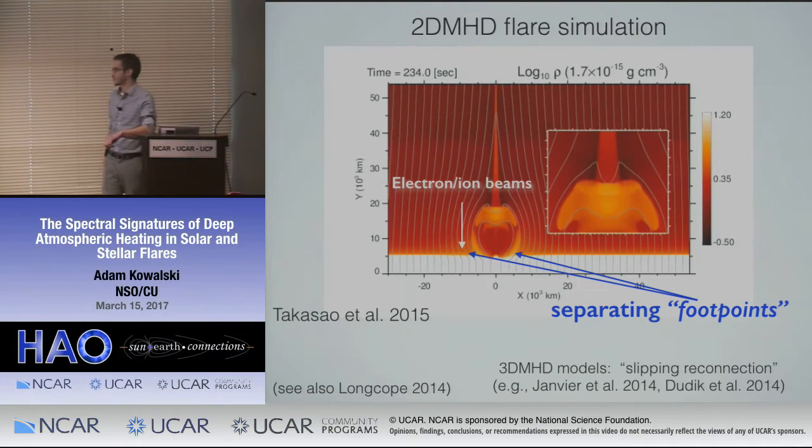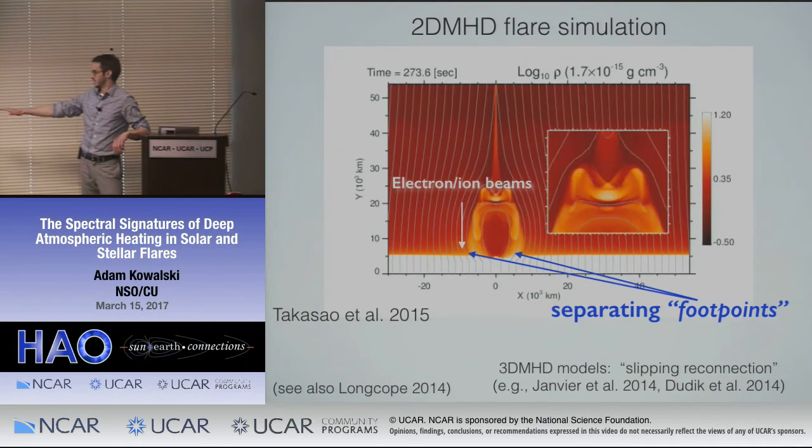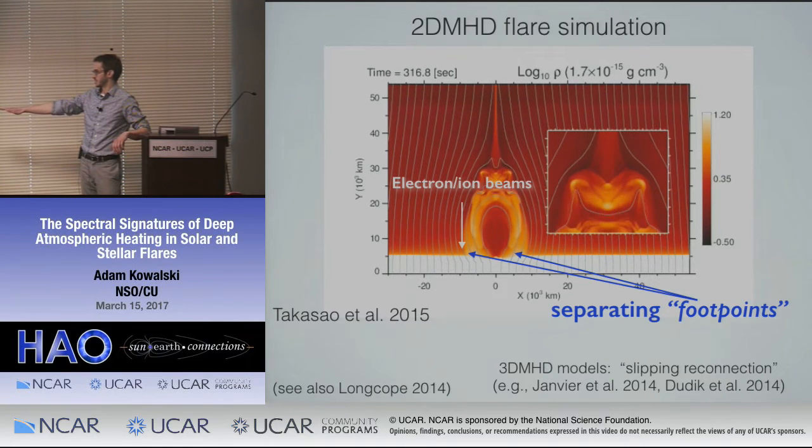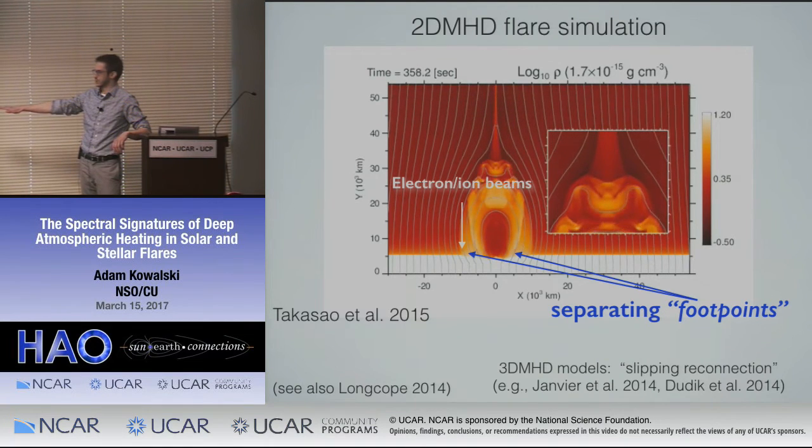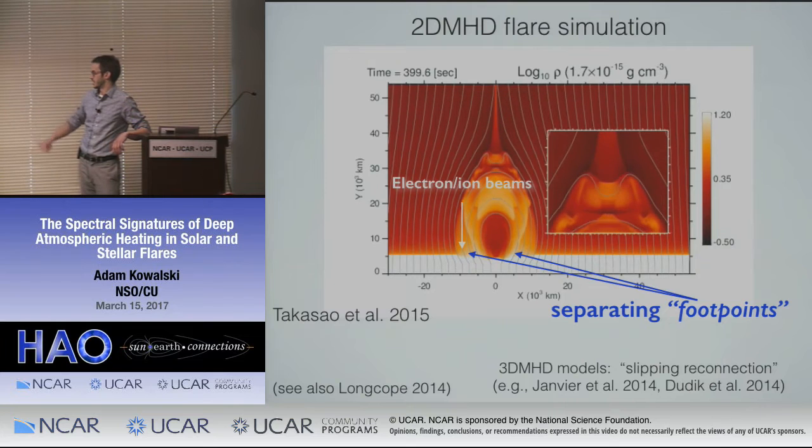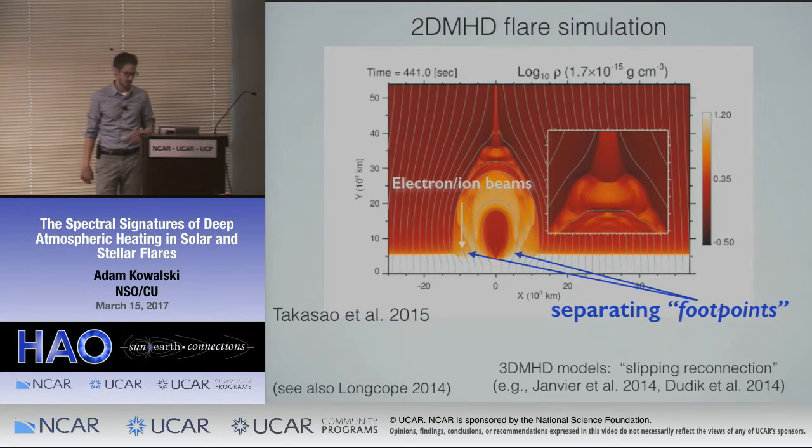I'm not going to talk about 3D models, but some models that have been successful in explaining the footpoint motions are the slipping reconnection models, and some references there.